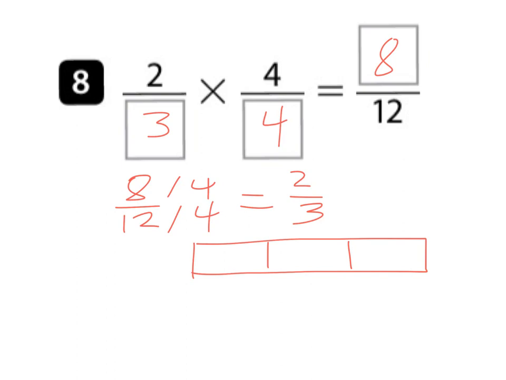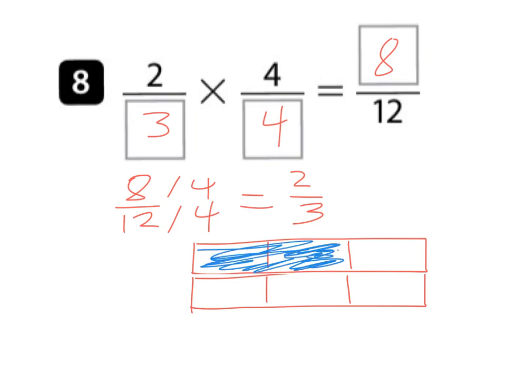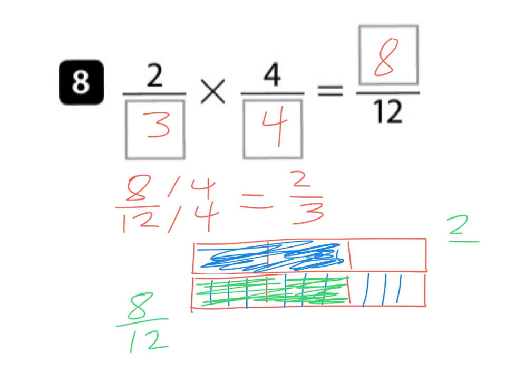Remember, when doing bar models, you have to make sure they're exactly the same size. We have 2/3 shaded in. Alright, now we need to get 8/12. We have 1, 2, 3, 4, 5, 6, 7, 8, 9, 10, 11, 12. And when I shade these in, I will have 8/12 shaded in. So down here we have 8/12 is equivalent to 2 thirds.